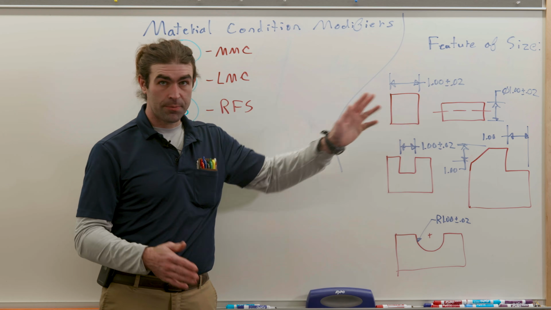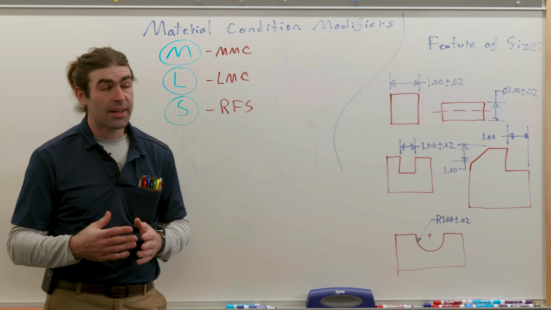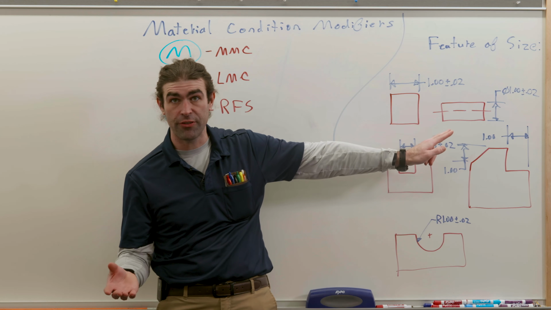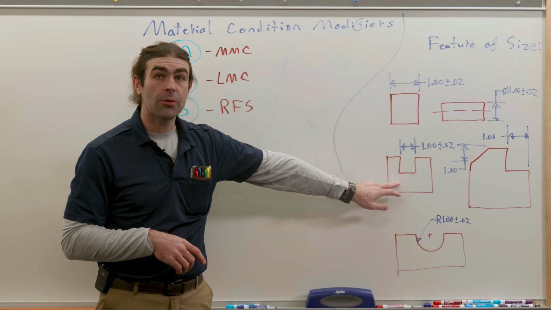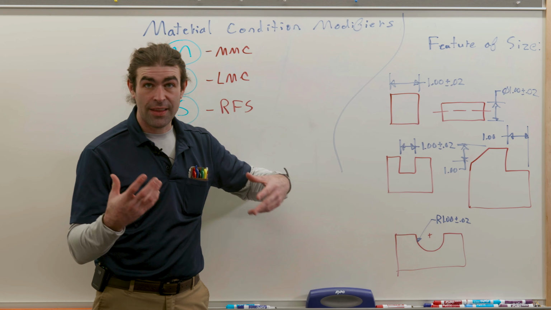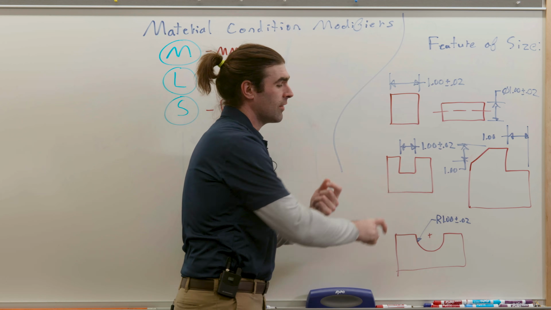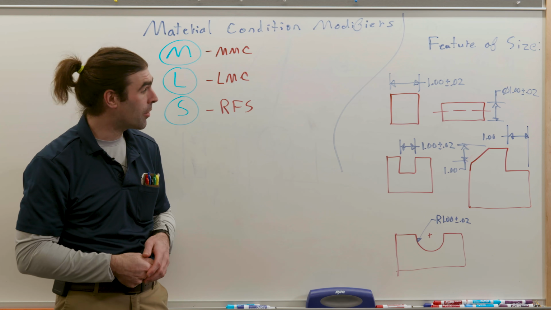If you have a block, the width dimension, that is a feature of size. If you have a pin with a diameter dimension, that's also a feature of size. It can be measured with 2 points. Same thing with a slot or a groove. That would be a feature of size because you can measure it with 2 opposing points. So think about a caliper, the inside measuring part of a caliper.